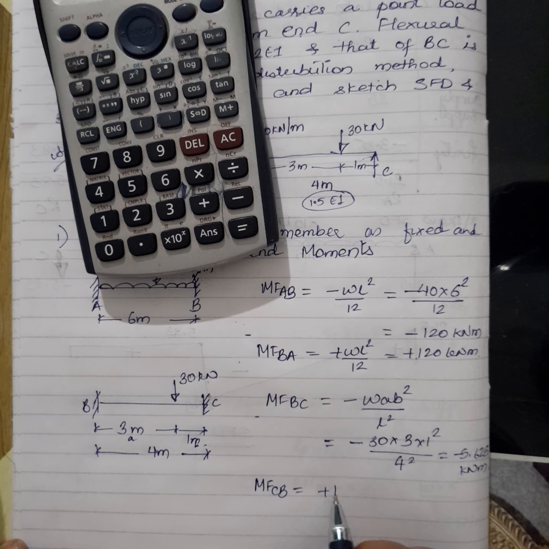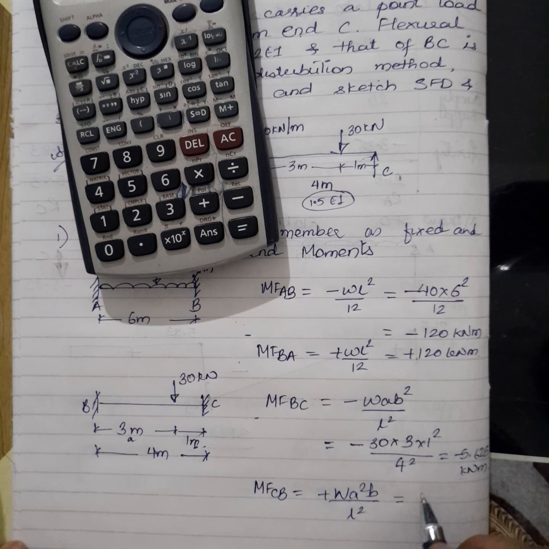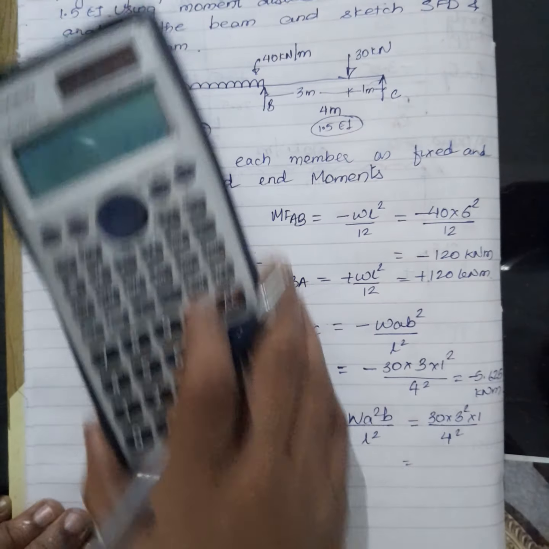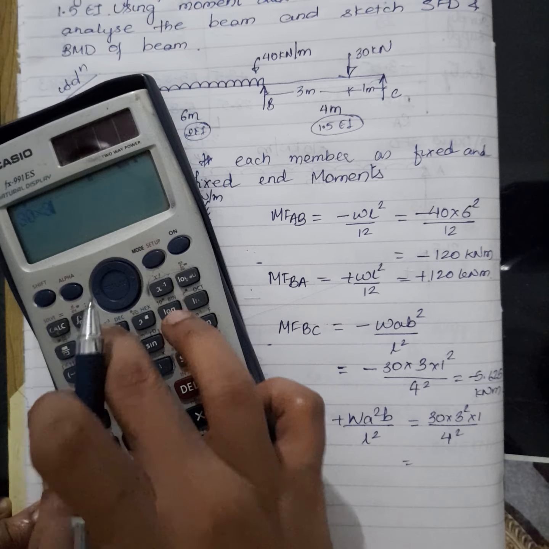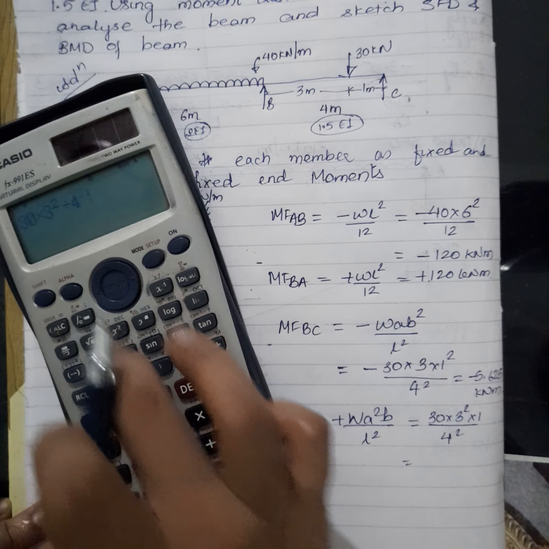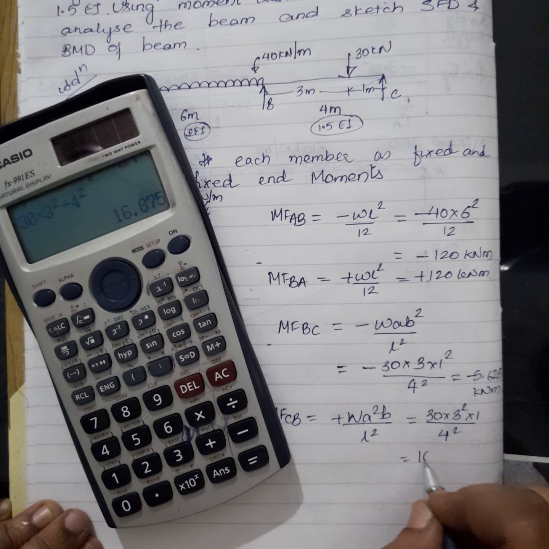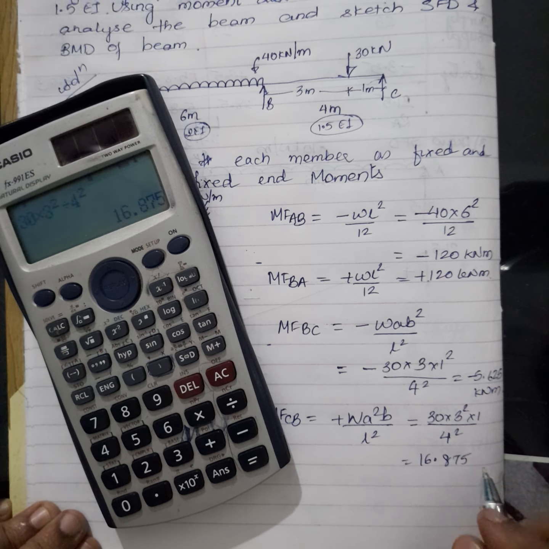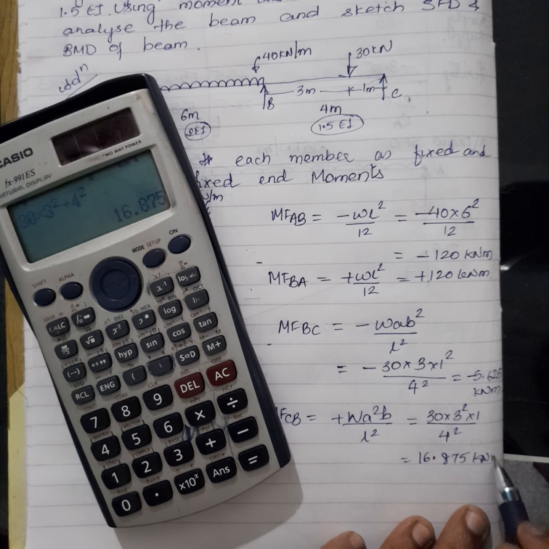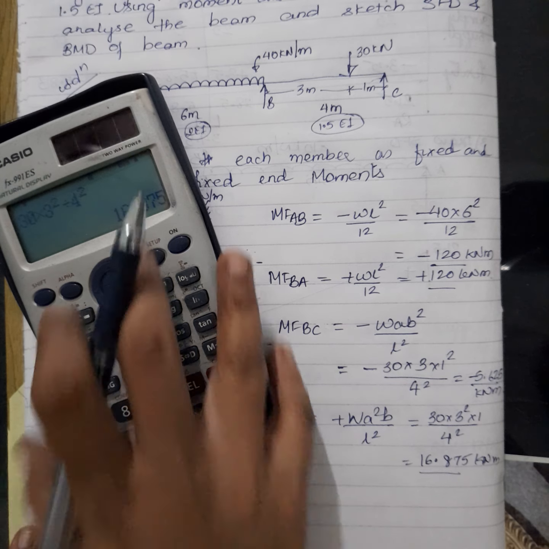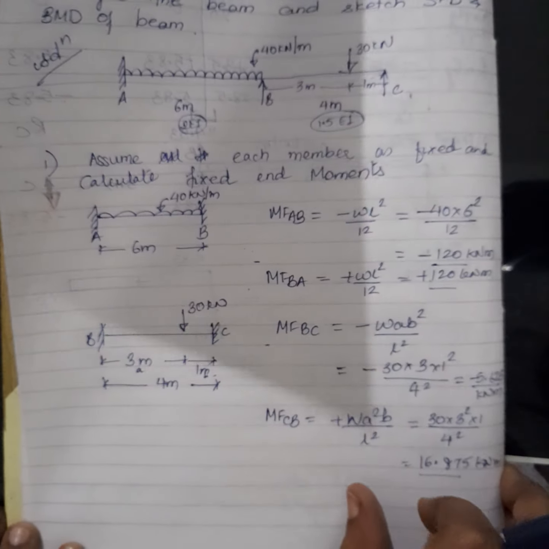Similarly, MFCB is positive W A square B by L square. So this is going to be 30 into 3 square into 1 divided by 4 square. So the value is 16.875 kilonewton meter. So we have the values calculated. Now the second step.